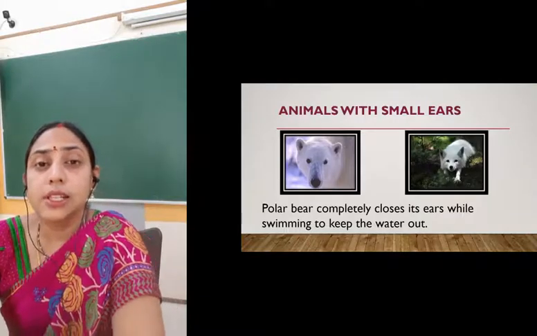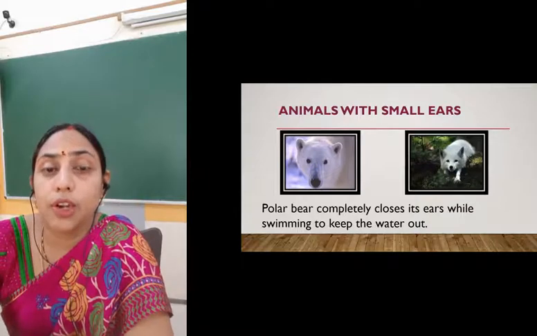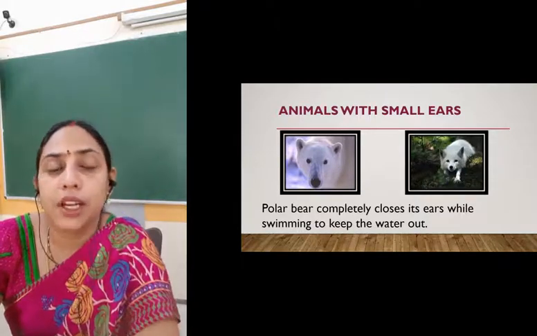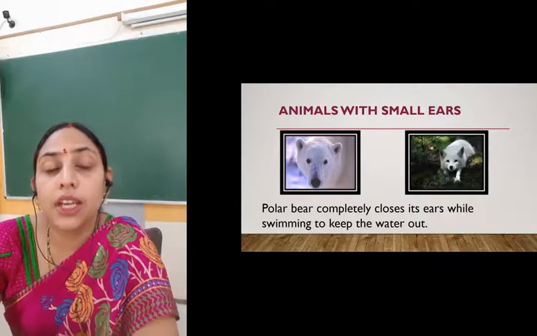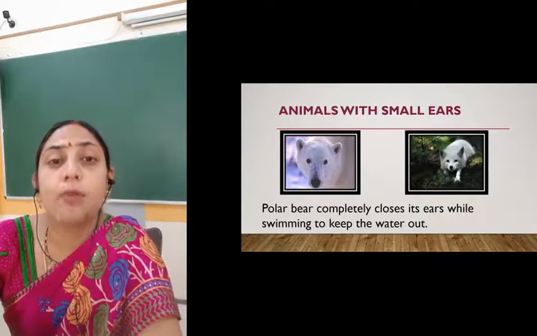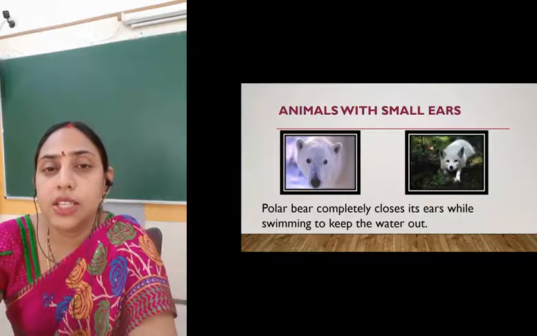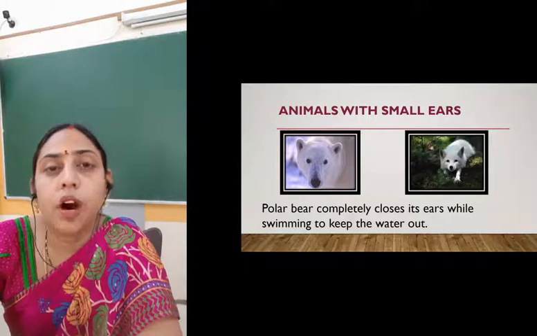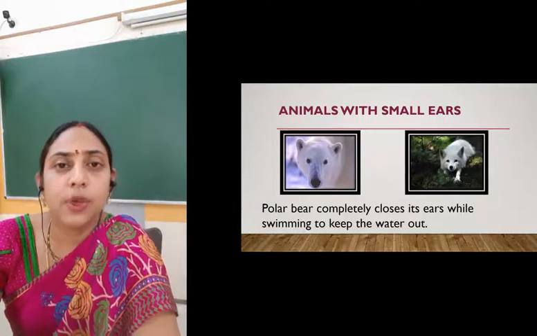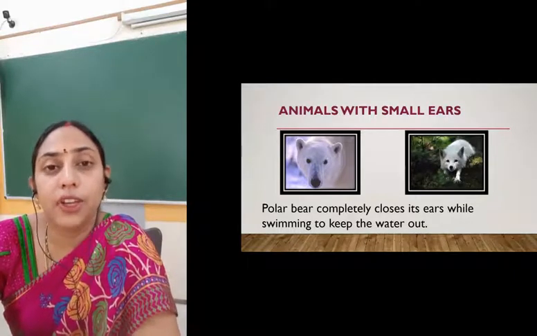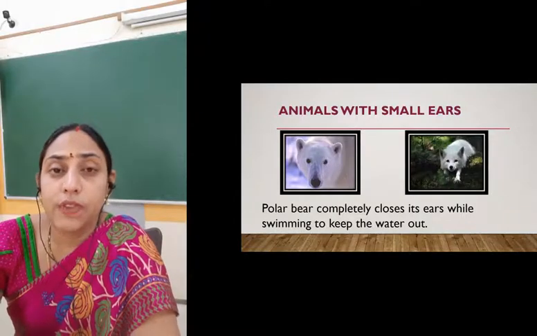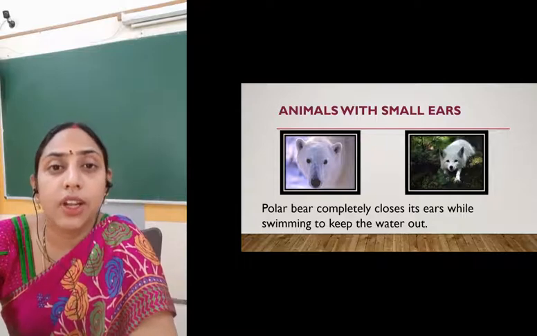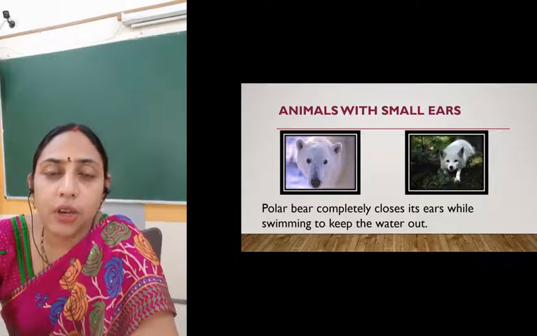Now some animals have very small ears. If we talk about the animals in the polar regions like polar bears and all, they have very small ears because they need body heat. In polar regions it's very cold and these animals need warmth. So if the heat gets removed from the body, then they will feel more cold, right? So they have very small ears, so that very little body heat will get removed from the body, right?